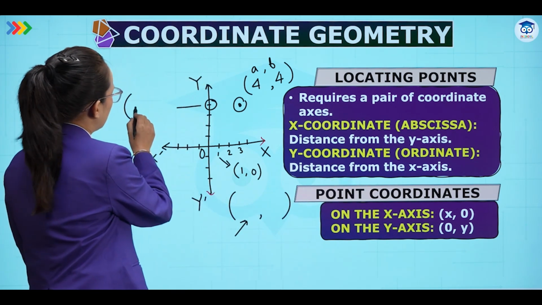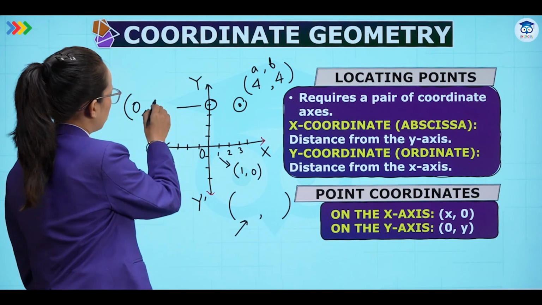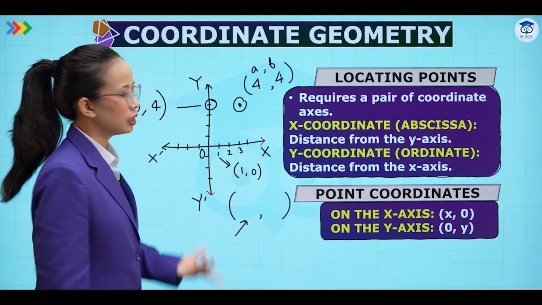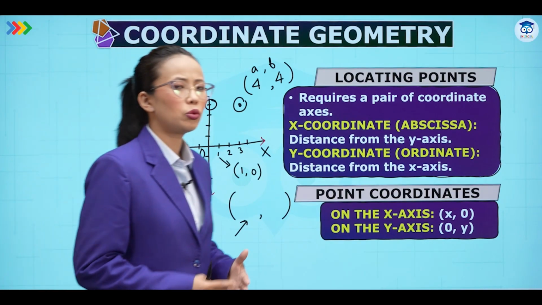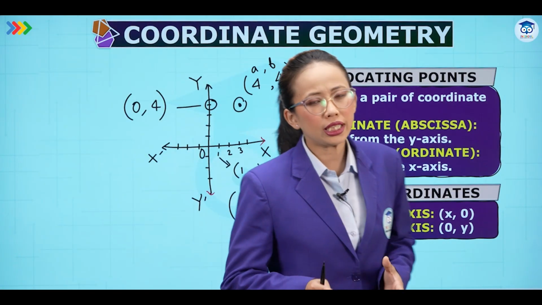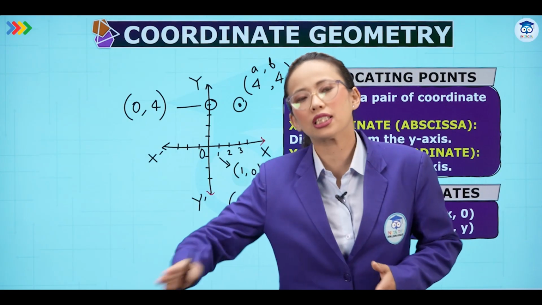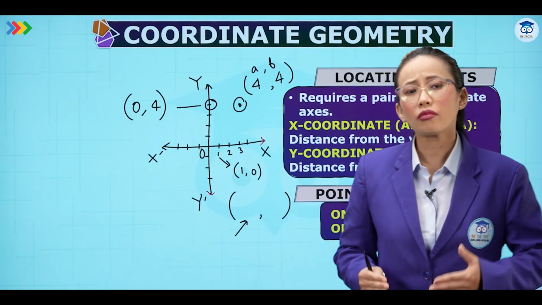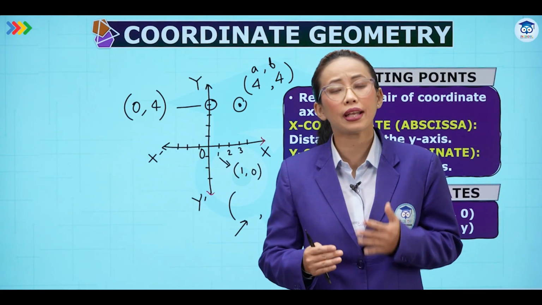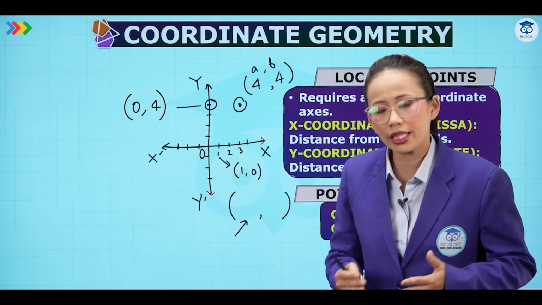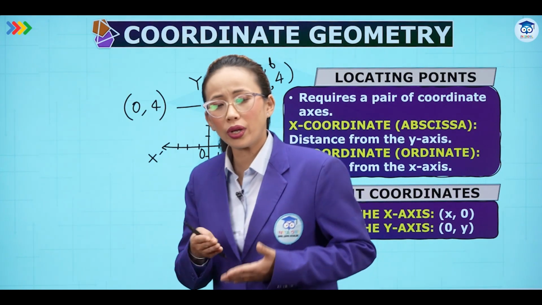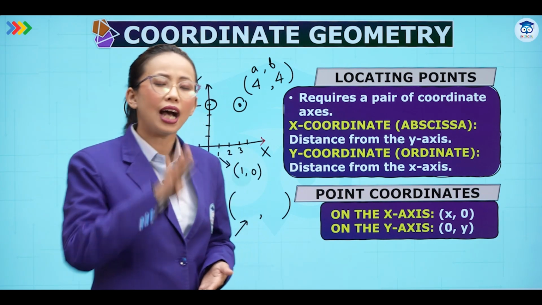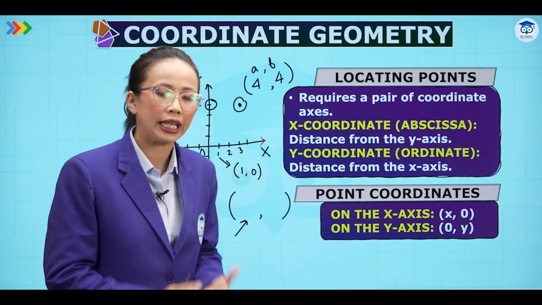So the x coordinate will be 0 and the y coordinate will be, suppose in this case, 4. What I mean to say is, from the origin, if we are moving to the right side, the x coordinate is positive, and when we are moving to the left side, the x coordinate is negative. If we are going up, the y coordinate is positive, and going down, the y coordinate is negative.